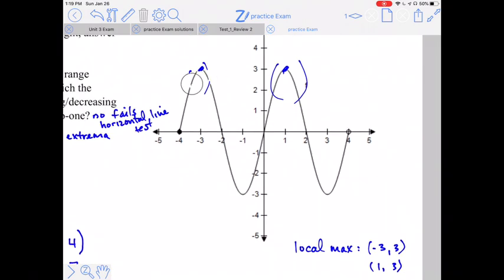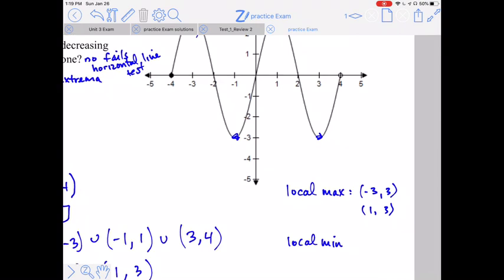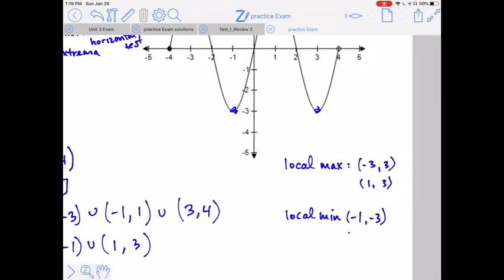And then local minimum values. Here's a local minimum value, and there's another local minimum value. So we have a local minimum value at the point -1, -3, and at the point 3, -3.